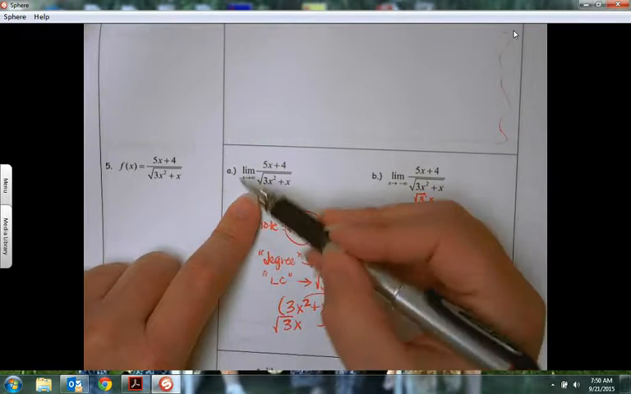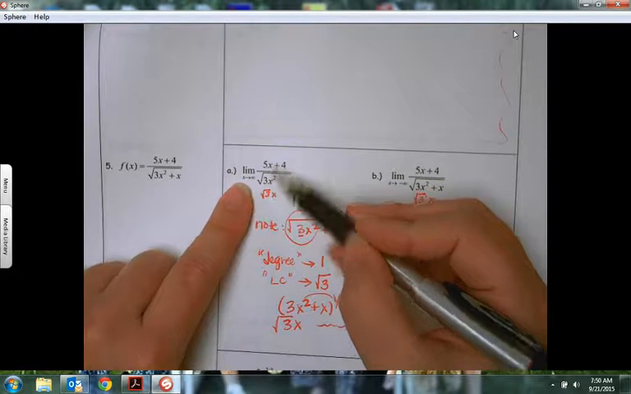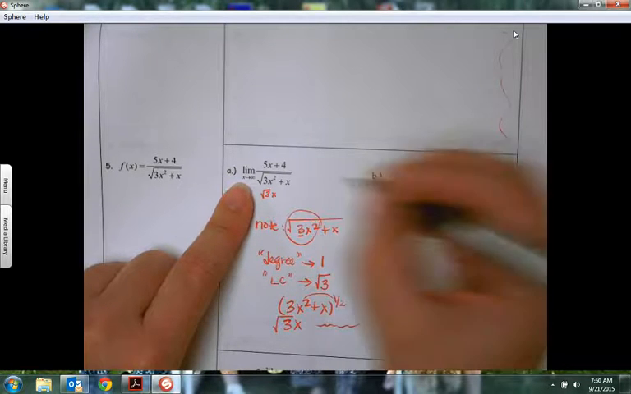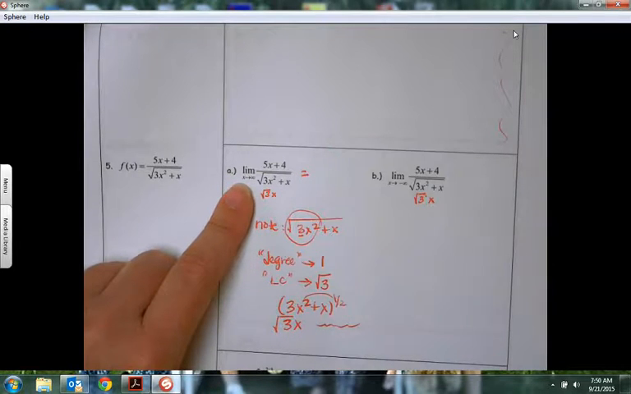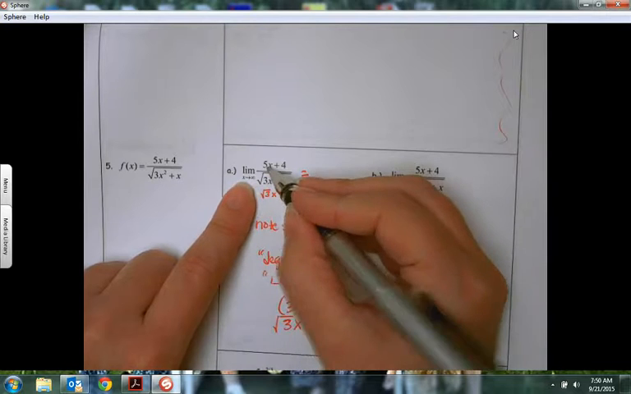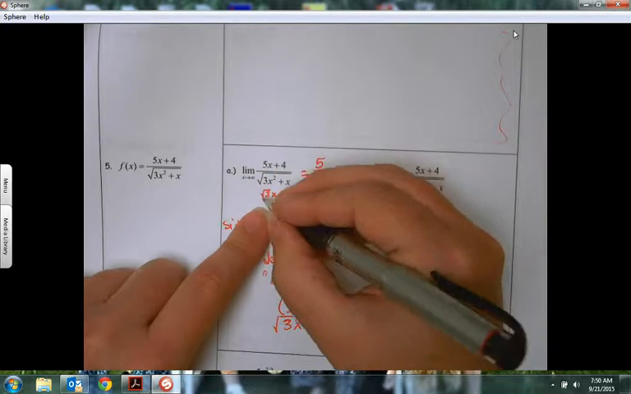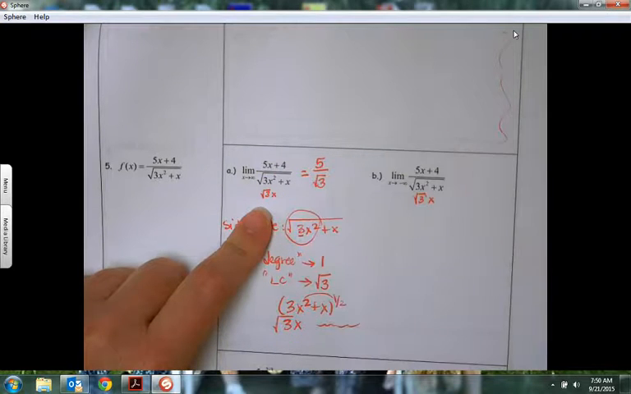So as I go to infinity, these have the same degree. When they have the same degree, I'm going to look at the leading coefficients. So here as I go to infinity, I'm going to have a 5. And here as I go to infinity, I'm going to have a radical 3. And feel free to rationalize if you'd like.